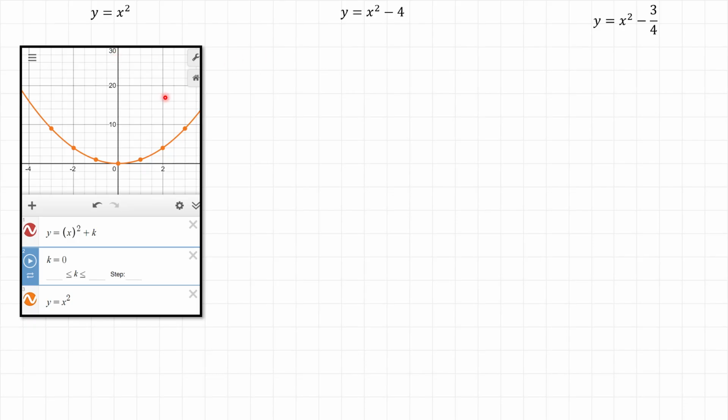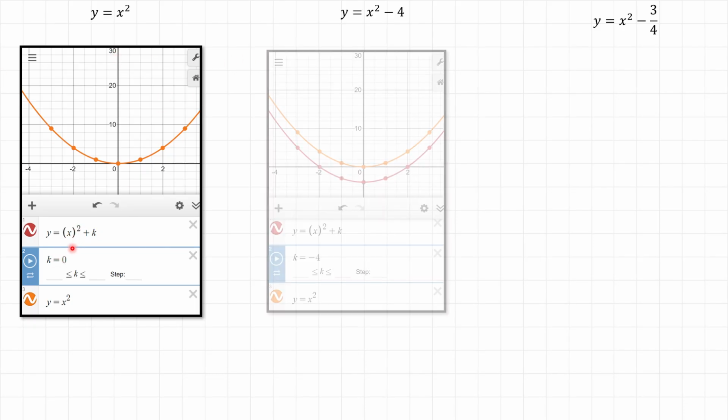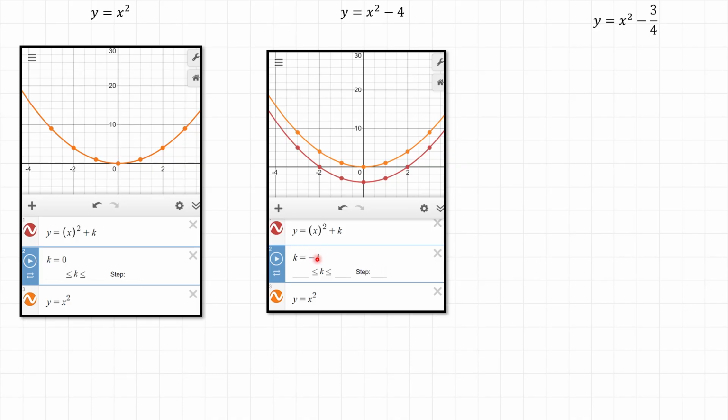What about if k is negative? So if k is at 0, so it's just y equals x squared, what if I made k a negative number? In this case, it's negative 4. Taking a look here, we see all of the points still exist. They haven't moved left or right. They're still in the same vertical line. But it looks like they have been moved down by 4 units, just like I thought.